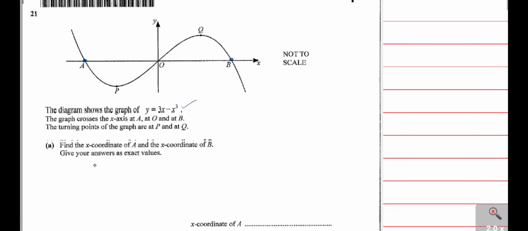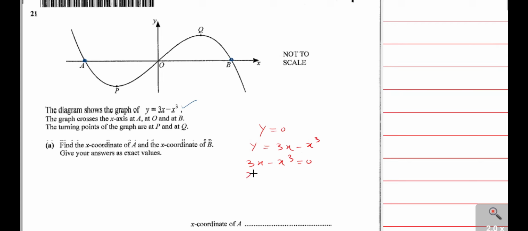Question number 21. The diagram shows the graph. The graph crosses the x-axis at A, O, and B. The turning points are P and Q. Find the coordinates of A and B. Look here, these are the points A and B. These points lie on the x-axis. On the x-axis, y is 0. Therefore, we take the value of y as 0, and in the equation y equals 3x minus x cube, it becomes 3x minus x cube equals 0, because y is 0.